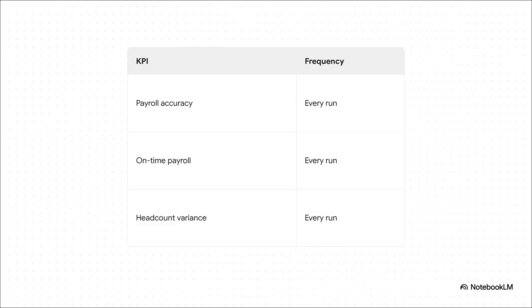We're looking at the payroll accuracy rate to ensure people are paid correctly the first time. We track the on-time payroll rate. We monitor headcount variance, comparing the active count in the payroll system against HR's active count. We're also checking tax deposit compliance per deposit, 401k remittance per run, and final paycheck compliance for every single separation.